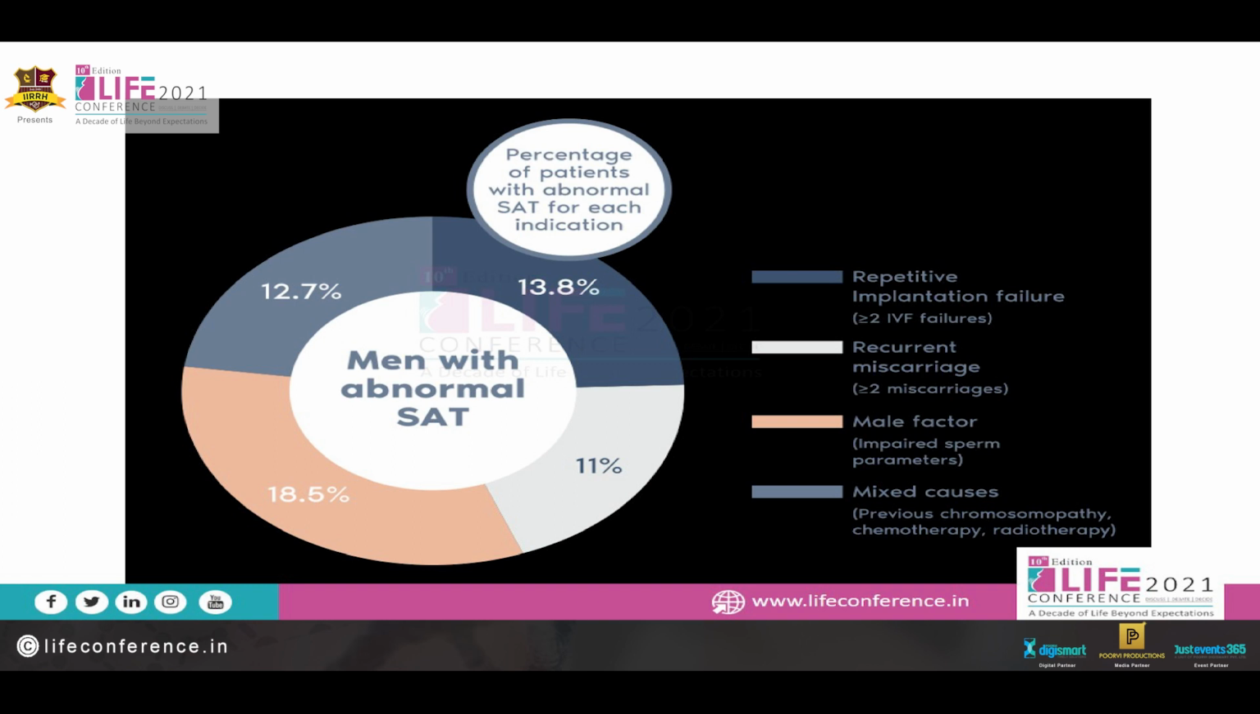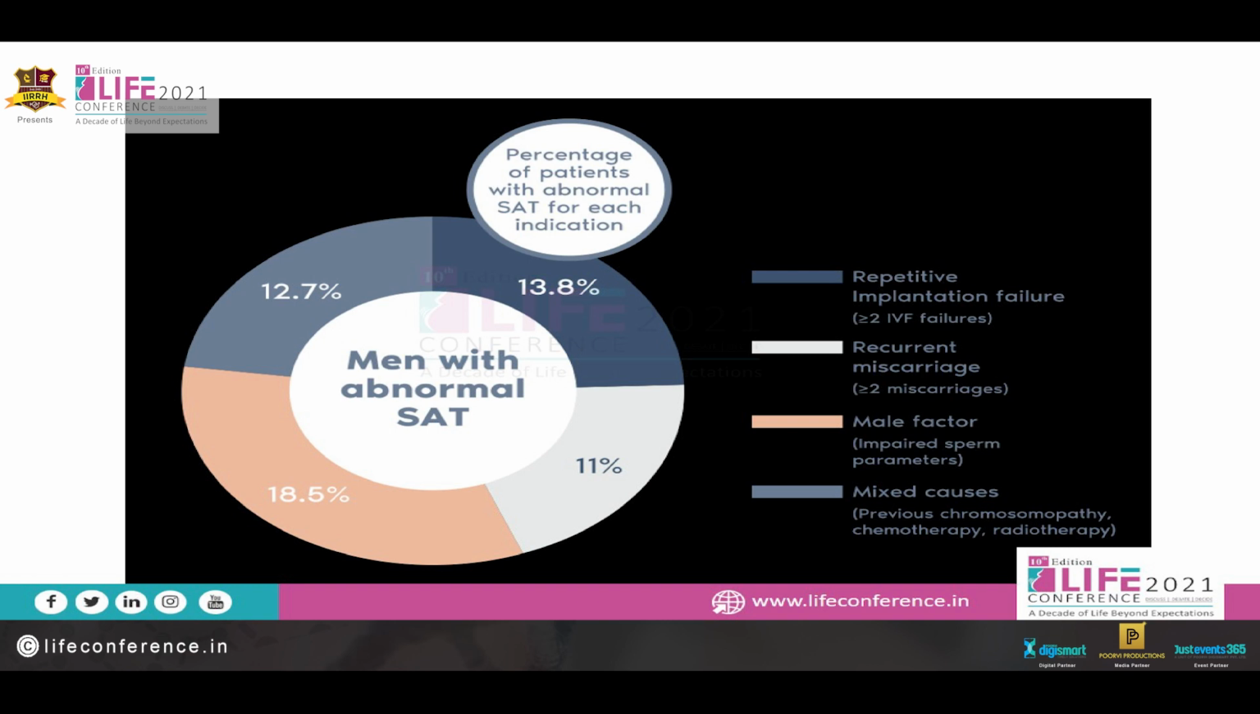If we look at the percentages of men with abnormal sperm, approximately 13.8% would have repetitive implantation failure. You will have recurrent miscarriages with 11%, mixed causes with 12.7%, and a huge male factor of almost 18%. And this is an eye opener today.